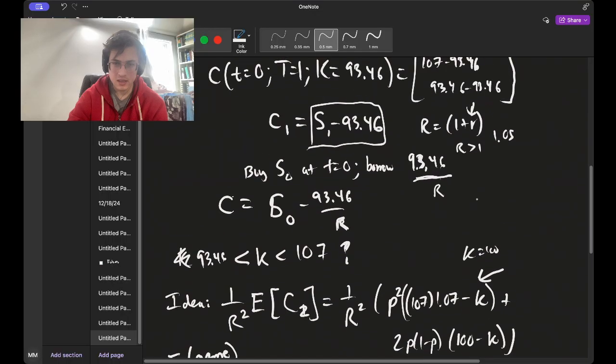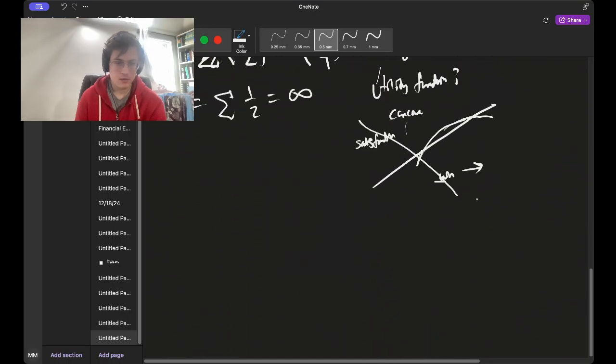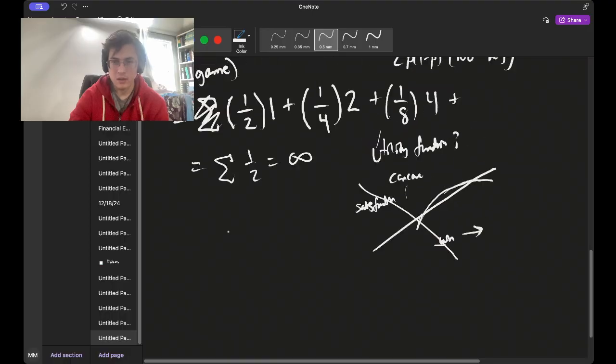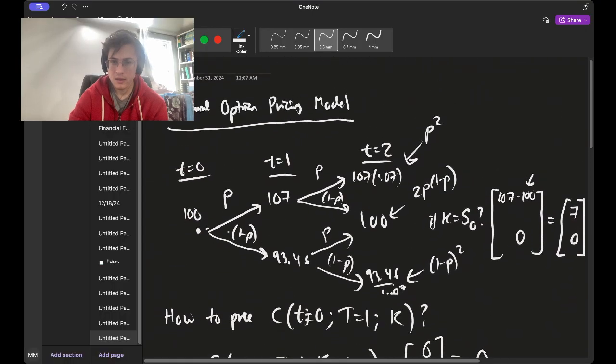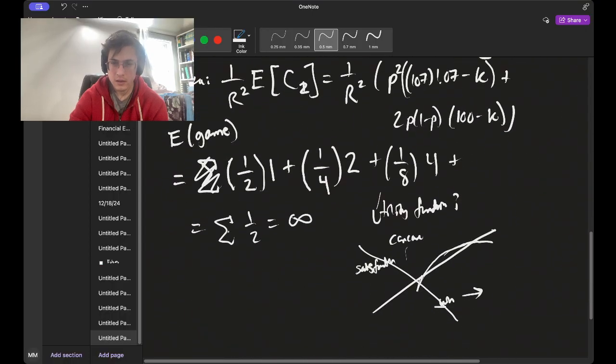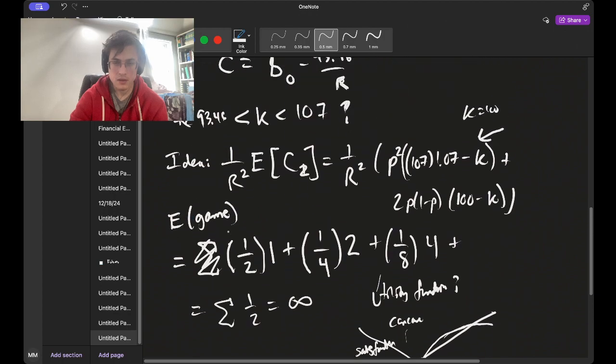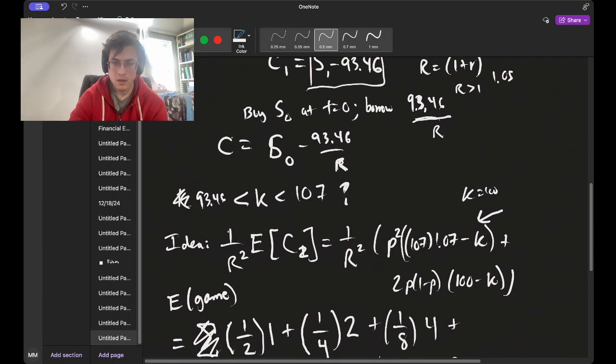What we need instead is the following. Well, okay, actually, I'll get to that in another lecture: how to price options using replicating portfolios.